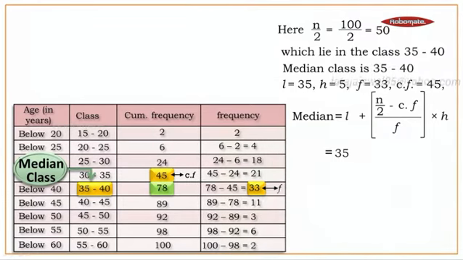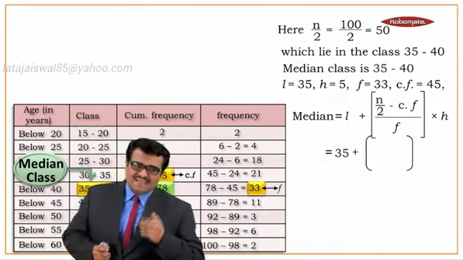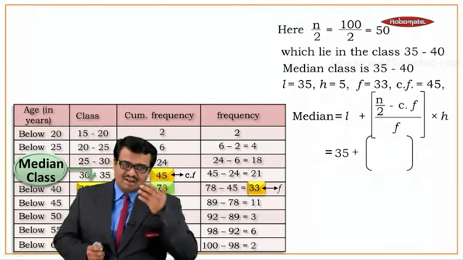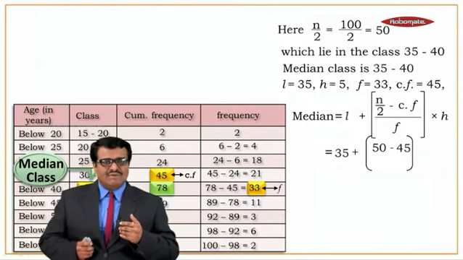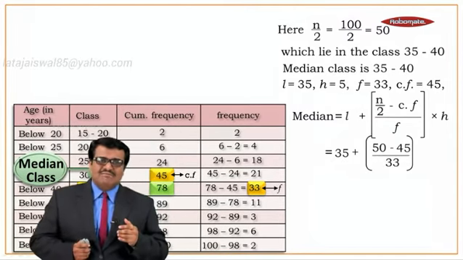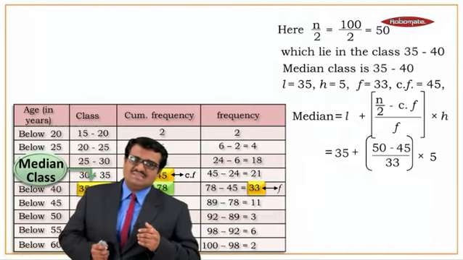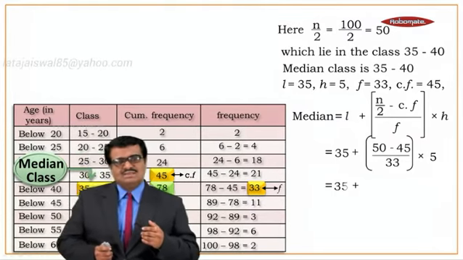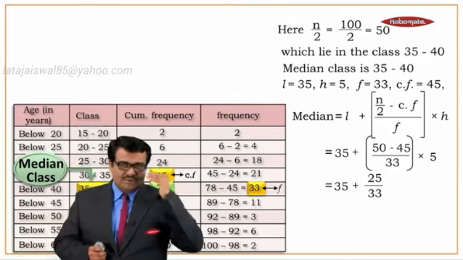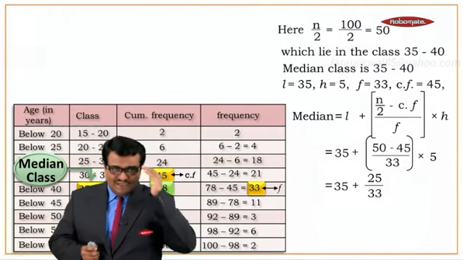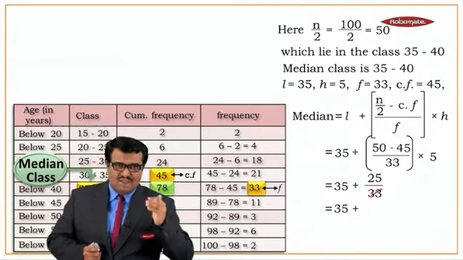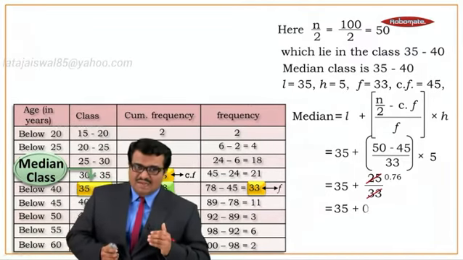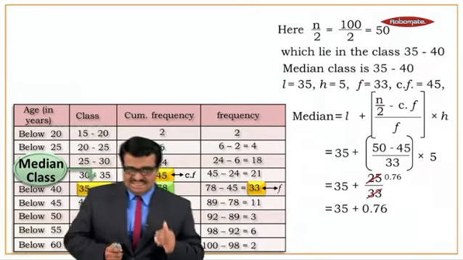Now let us put all the values that we have. L is 35, plus N by 2. What is N? The frequency total is 100. 100 upon 2 is 50, minus CF. CF is 45, the whole upon F. F is 33, into H. H is 5. Now let us calculate this. So it is 35 plus 50 minus 45 is 5. 5 into 5 is 25. 25 upon 33 we have. So 35 plus 25 upon 33, if you divide this, you will get 0.76.